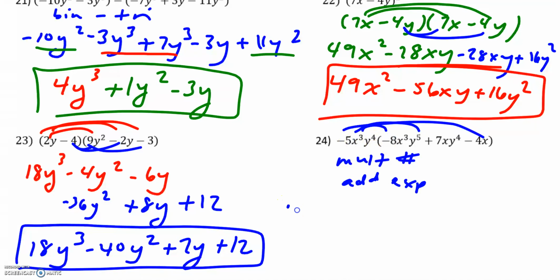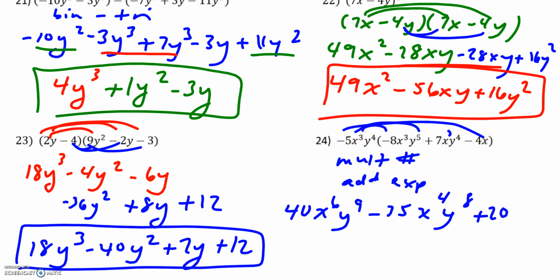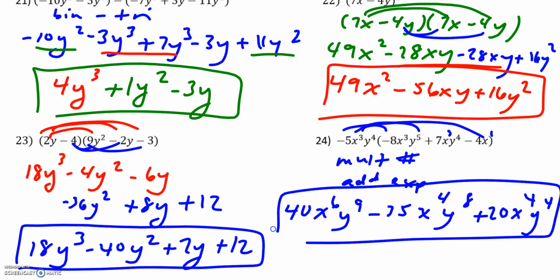So negative 5 times negative 8, 40. X to the 6th, add the exponents, y to the 9th. Negative 5 times 7 is negative 35. X, remember this is x to the 1st, so it'll be x to the 4th power, y to the 8th power. And then finally, negative 5 times negative 4 is positive 20. X to the 3rd times x to the 1st is x to the 4th again, just like this one. And then y has nothing to add to, so it would just come along for the ride as x to the 4th. So this would be your final answer for number 24.